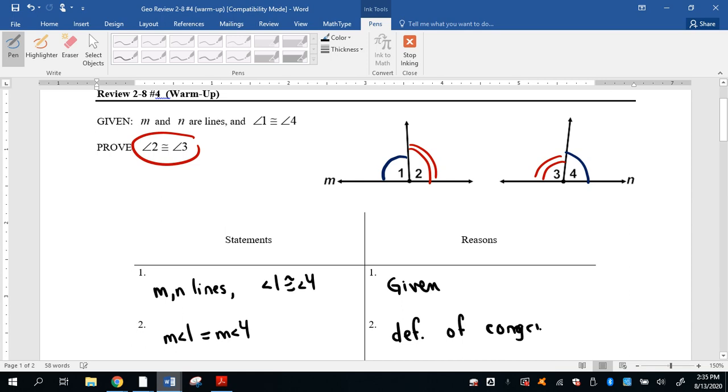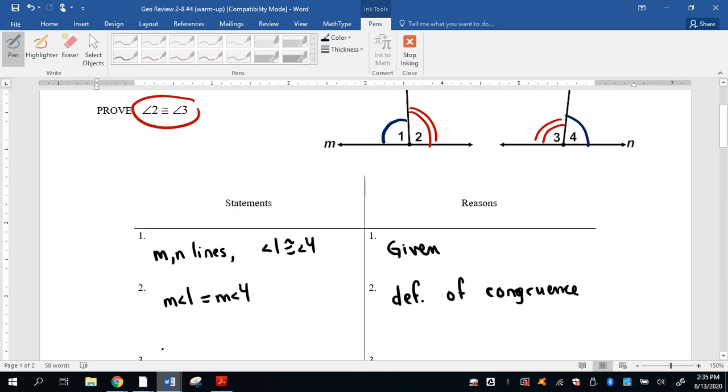Okay, now we're going to look at angle 1 and 2. They form a line, so by the supplement theorem, they add up to 180 degrees. 3 and 4 also form a line, meaning we would say that 3 and 4 are a linear pair and 1 and 2 are a linear pair. But by the supplement theorem, they add to 180. So we'll say measure of angle 1 plus measure of angle 2 equals 180 by the supplement theorem.